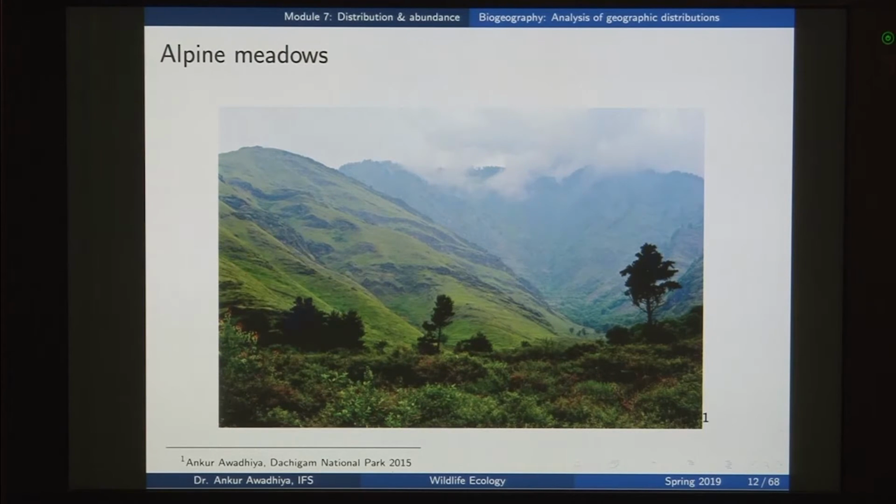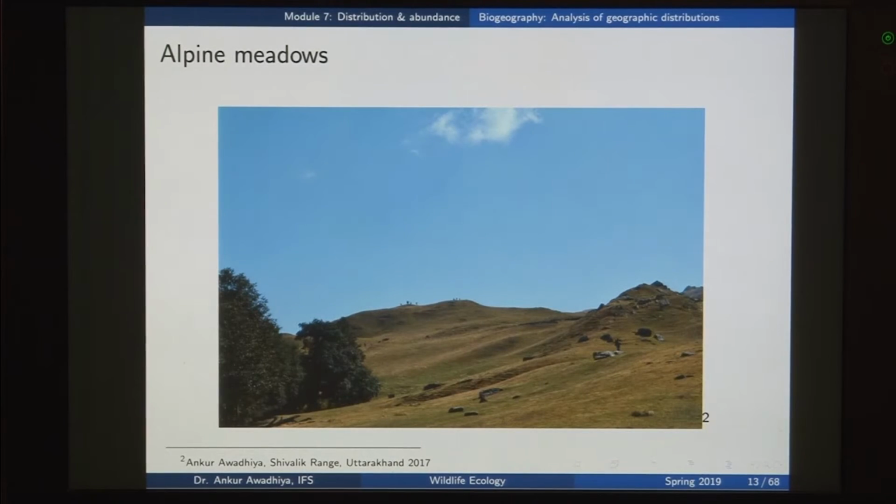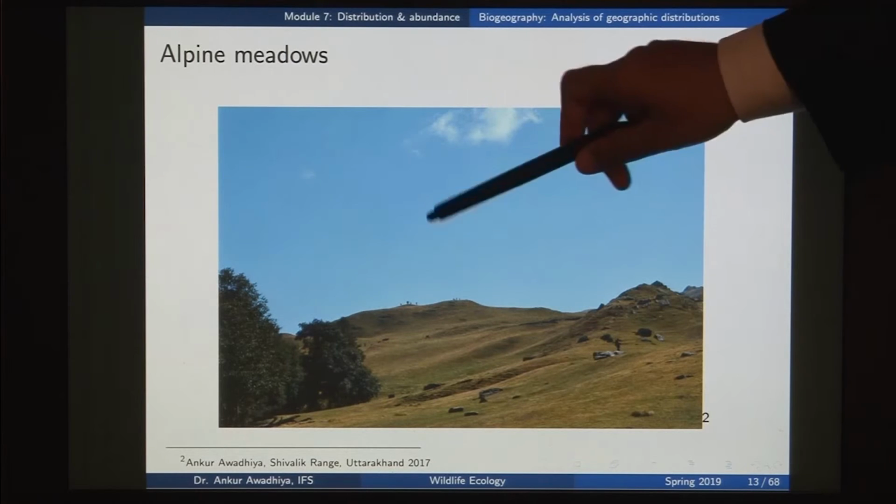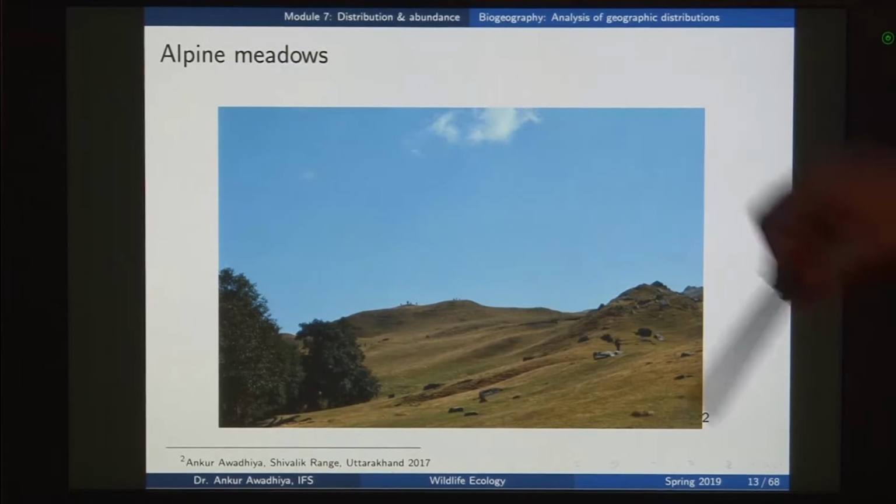Now, alpine meadows are found in Jammu and Kashmir, these are also found in Uttarakhand, and in a number of areas where you have hills, and typically you will find that the species are more or less common between these areas.